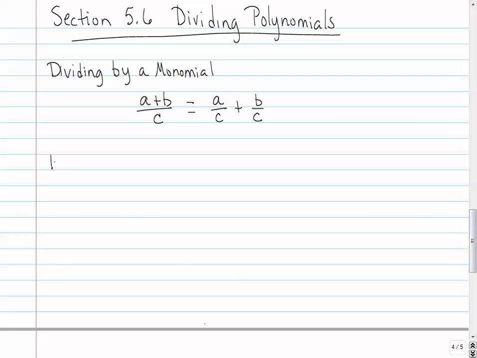So let's look at this example. 12x to the fourth plus 3x squared all over x. Now, your first step is to rewrite that so that you have each term in the numerator over the common denominator. So put 12x to the fourth over x plus 3x squared over x.